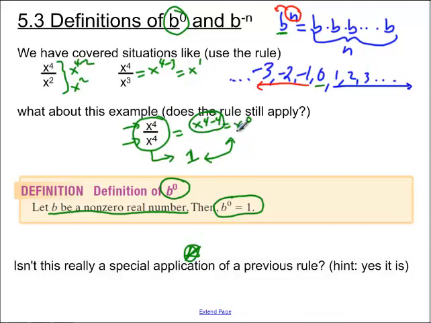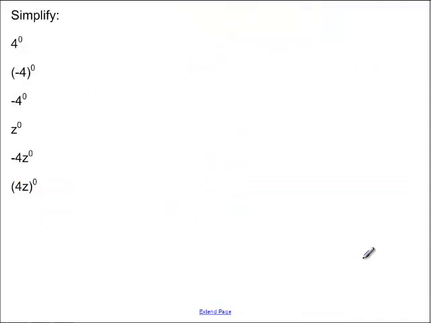X to the 4th minus 4 is x to the 0th power, so yes, in fact, that is simply an application of that previous rule. So let's take a look at some examples here.